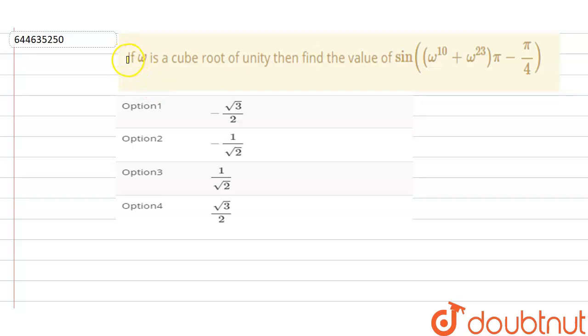Hello everyone. So our question is, if omega is a cube root of unity, then find the value of sine of (omega to the power 10 plus omega to the power 23) into pi minus pi by 4.